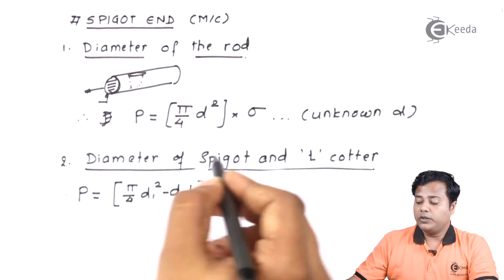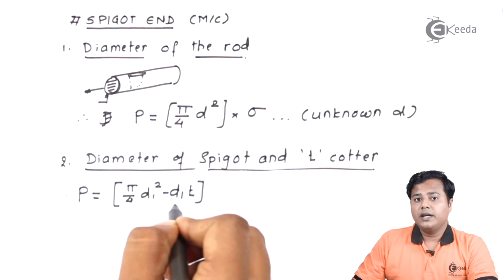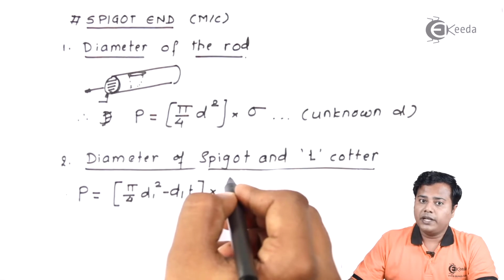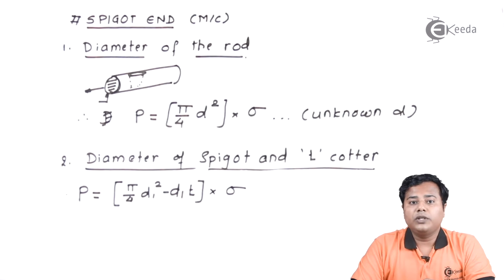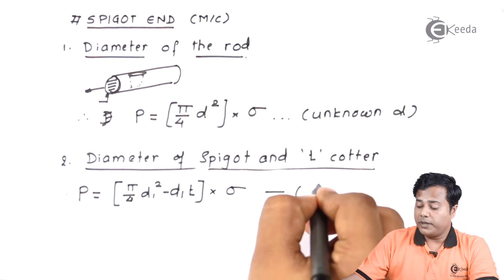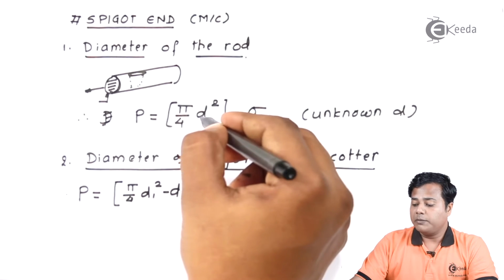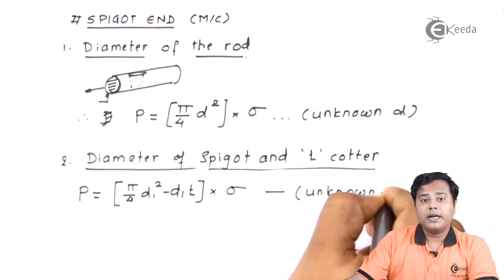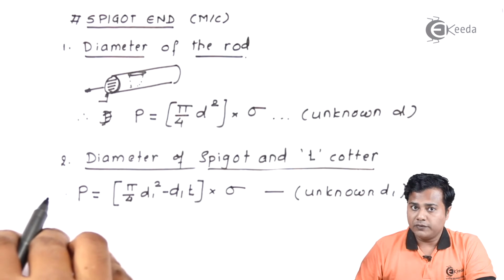We are discussing the diameter of spigot, where this is the part which is area, right? Area which is actually responsible for the spigot, into this stress. Again we are considering the axial stress, sigma. So that is the formula we are going to use to find out the diameter of spigot. Here also the unknown parameter is going to be spigot diameter. We have mentioned the diameter of rod by letter D. We will mention spigot diameter by D1. So these are the two formulae associated with this spigot.